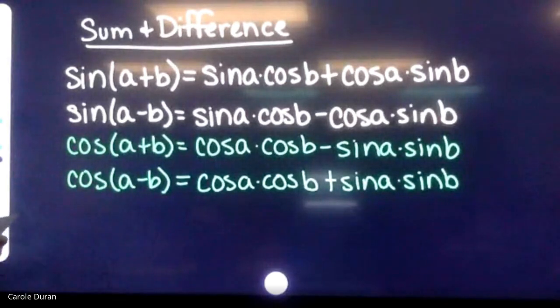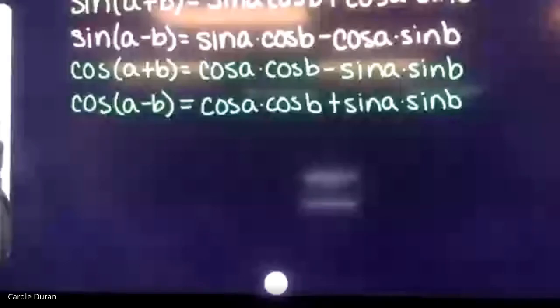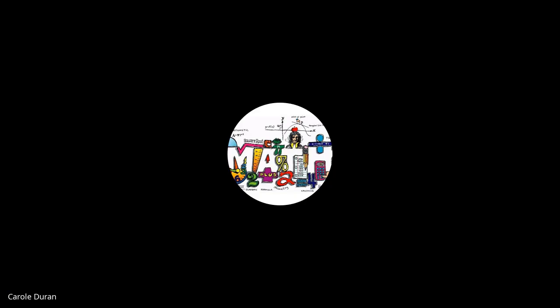We also have a set of tangent sum and difference identities. I will use a different color for that one. So the first one is tangent of A plus B. And this is equal to tangent of A plus tangent of B divided by 1 minus tangent A times tangent B.